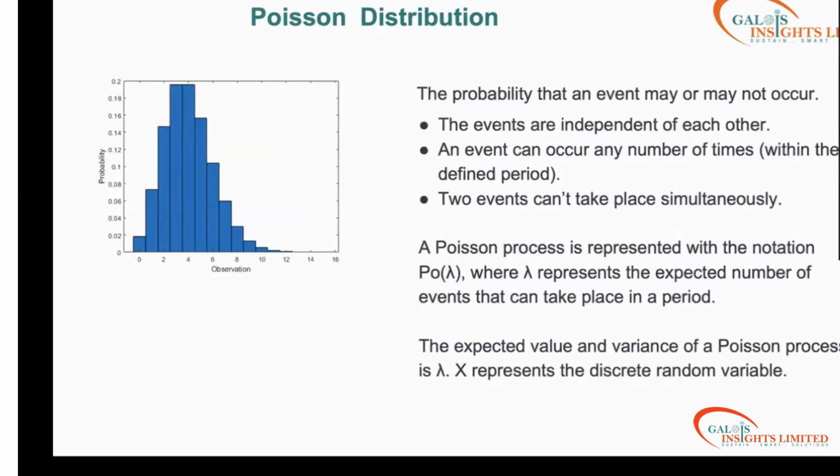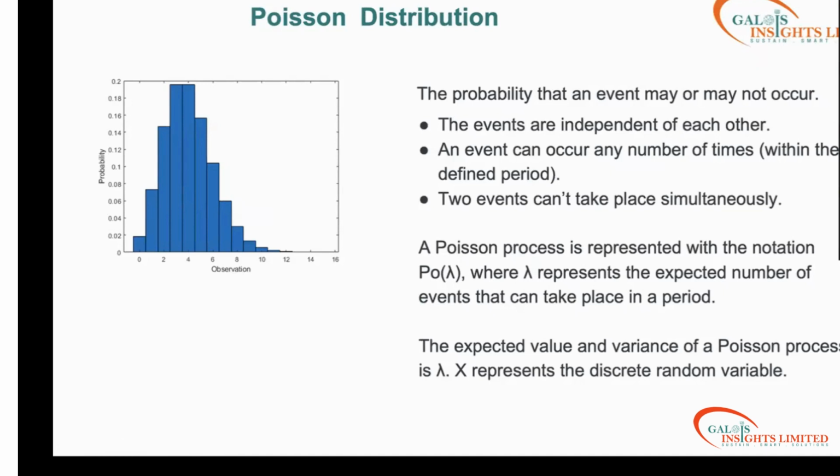We also have the Poisson distribution, which measures the probability that an event may or may not occur. Some of the assumptions are that the events are independent of each other, an event can occur any number of times within a defined period, and two events cannot take place simultaneously. The Poisson distribution is represented with P(lambda), where lambda represents the expected number of events that can take place in a period.